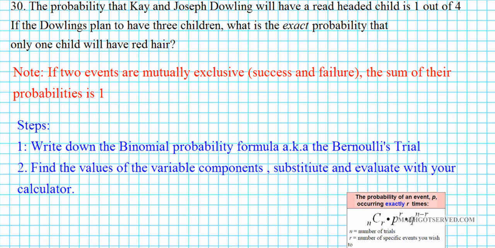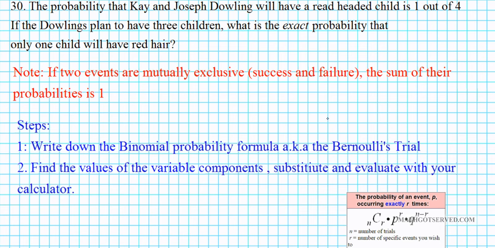All right, let's take a look at problem number 30. It reads, the probability that Kay and Joseph Dowling will have a red-headed child is 1 out of 4, basically 25% odds of getting a red-headed child. If the Dowlings plan to have 3 children, what is the exact probability that only one child will have red hair? Now, one thing you want to note is that if two events are mutually exclusive, like your child is either a red-headed child or not, redhead means success, non-redhead means failure.